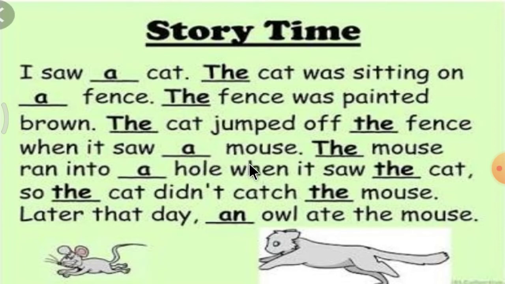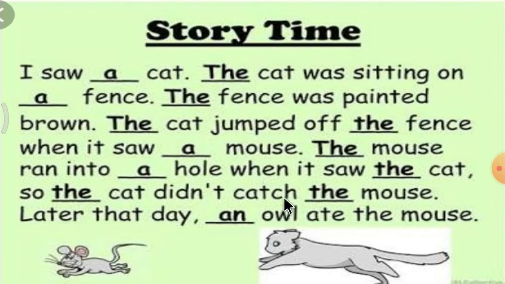The mouse ran into a hole. Here we are talking about the mouse a second time, so we will use "the," and for the hole we are talking the first time, so we will use "a." A hole when it saw the cat. So the cat didn't catch the mouse. Later that day, an owl ate the mouse. See, here we are talking the first time about the owl, so we will use "an."